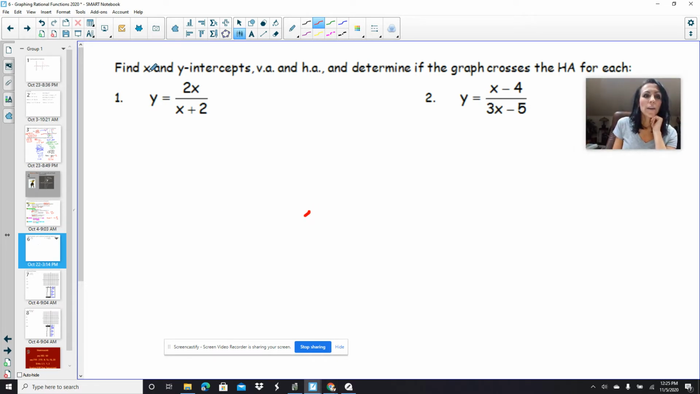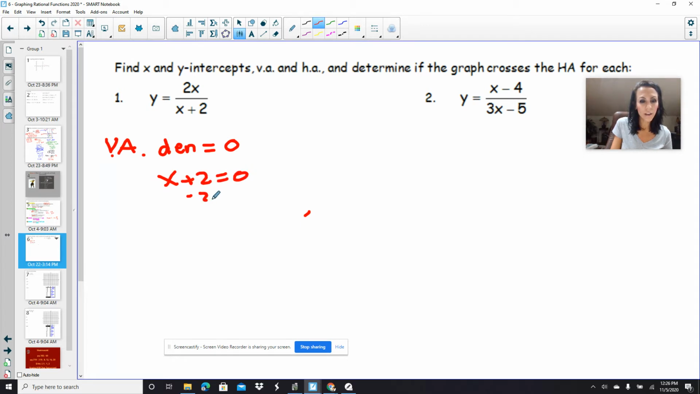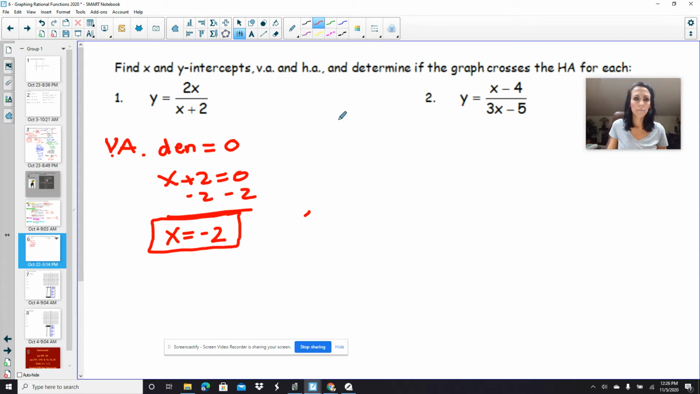All right. So let's first find our vertical asymptote. VA, vertical asymptote. And remember, to look for our vertical asymptote, we set our denominator equal to 0. We're looking for those undefineds or those breaks in the graph. So x plus 2 equals 0, subtract a 2, and we get a vertical asymptote at x equals -2. All right, so there's our vertical asymptote. Done.